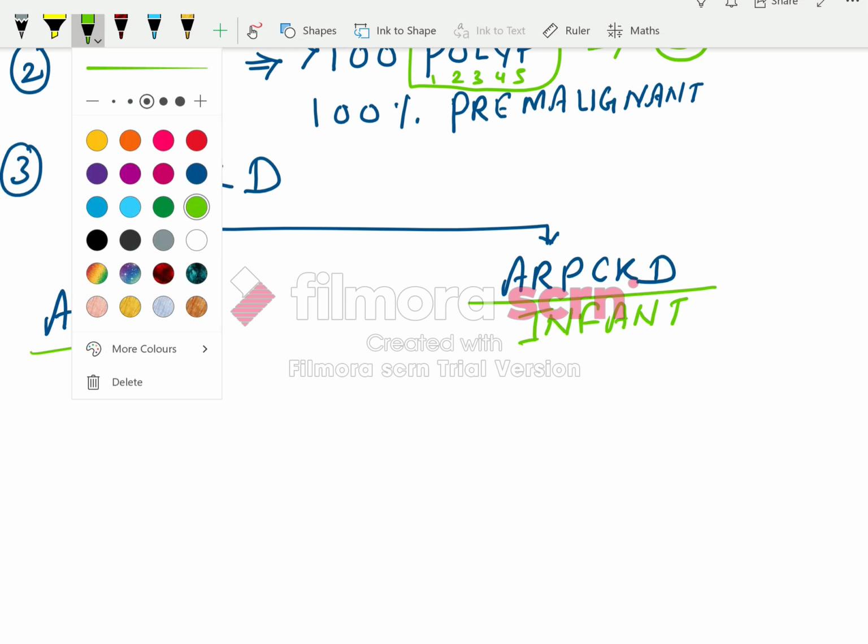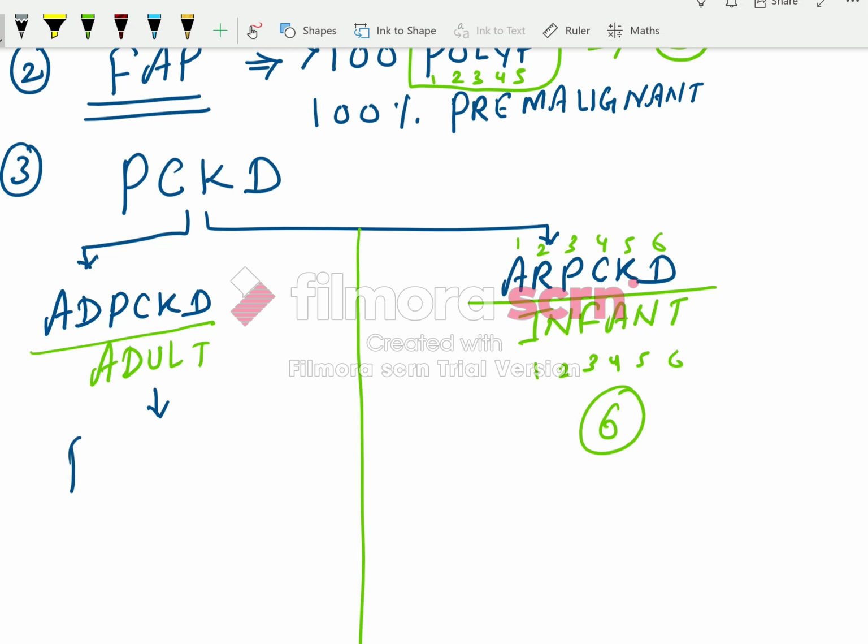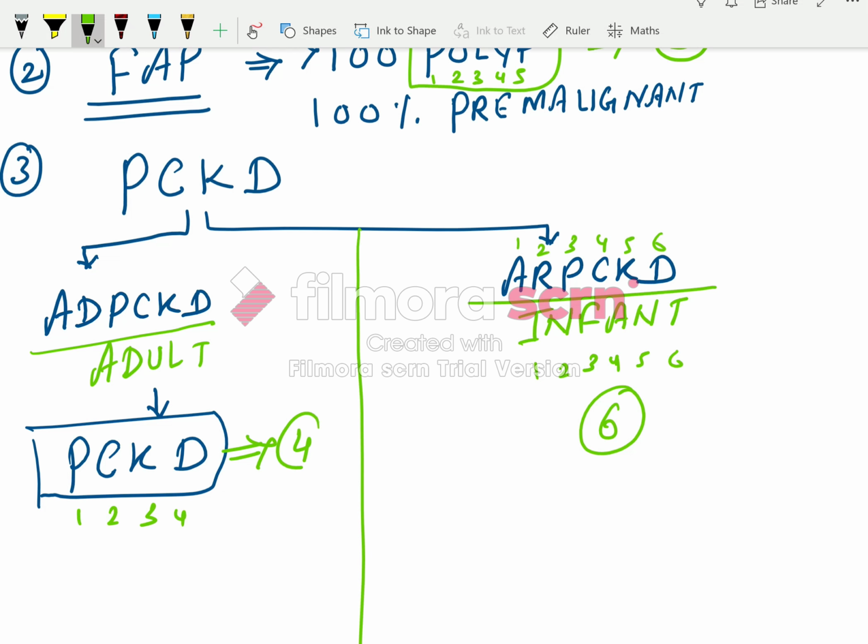If you count this, infant, 1, 2, 3, 4, 5, 6, or you can count this, ARPCKD, 1, 2, 3, 4, 5, 6. Defect is at chromosome 6. These babies die in less than 1 year. When it comes to ADPCKD, in general polycystic kidney disease, you can count this again, 1, 2, 3, 4. The chromosome number that is defective here is 4.